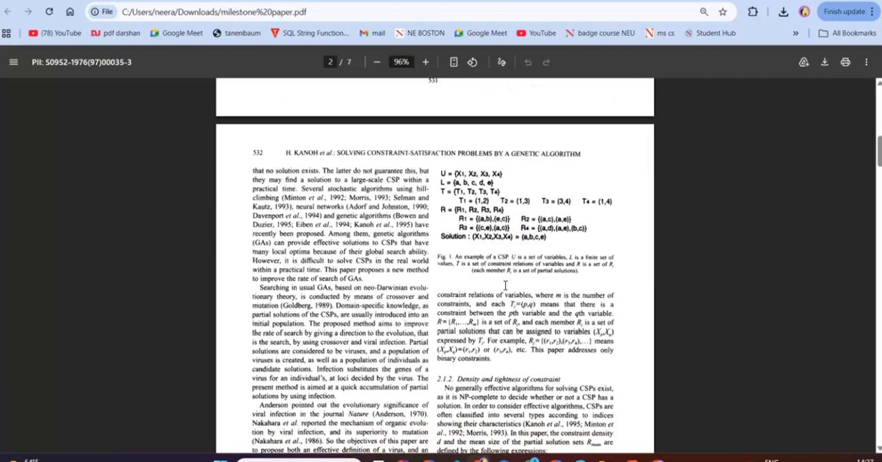Now, let me quickly walk through the key concepts from the paper. A CSP is defined as a four-tuple U, L, T, and R, as you can see here. U is the set of variables, L is the finite domain of the values each variable can take, T is the set of constraint scopes, which are the pairs of variables that constrain each other, and R is the set of allowed value pairs for each constraint. And a solution is an assignment that satisfies every constraint in R.